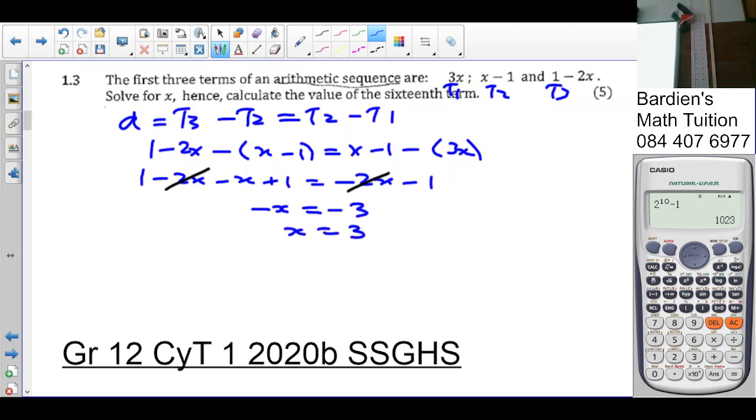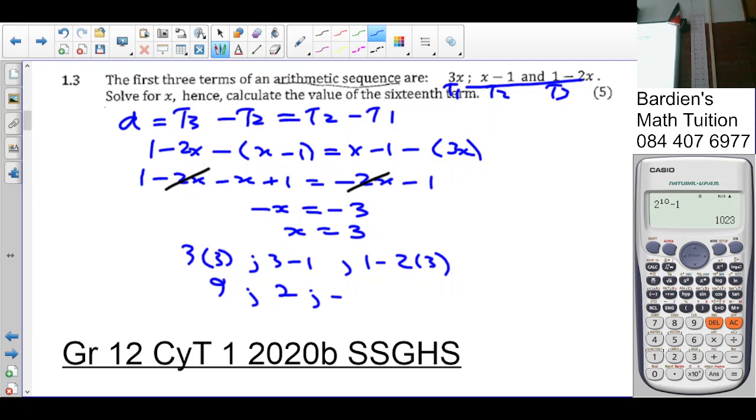You all agree with that? So the first three terms of the sequence, of course, is going to be 3 times 3, and then it's 3 minus 1, and 1 minus 2 times 3, which is 9, 2, and negative 5. Is that correct? In other words, I'm subtracting 7 all the time. Not so? So it's minus 7.